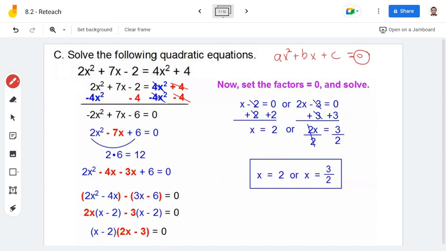Now, what I need to do first, I have 4x squared here. So I have to minus 4x squared for both sides. So now if I minus, I cancel this 2 out. If I minus this one, I get negative 2x squared. And here plus 4, so I have minus 4, so I get negative 6. So now this one is the formula of the quadratic. Now I need to factor that.